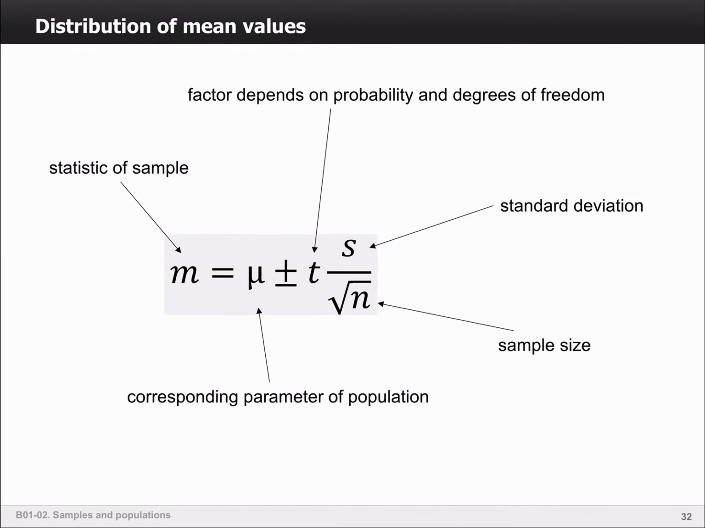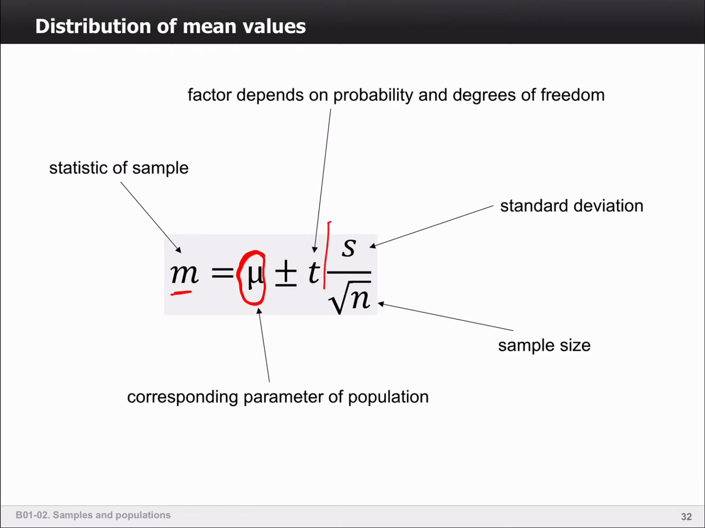So this is what we have learned from the previous video, that every time we take a sample, the average of this sample will be distributed randomly around the average of the population. How far can it go from this average? It depends on several things, because we use a student's t-distribution.